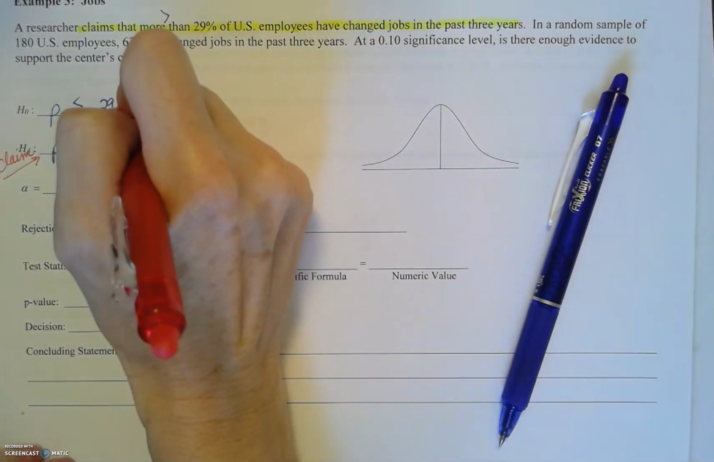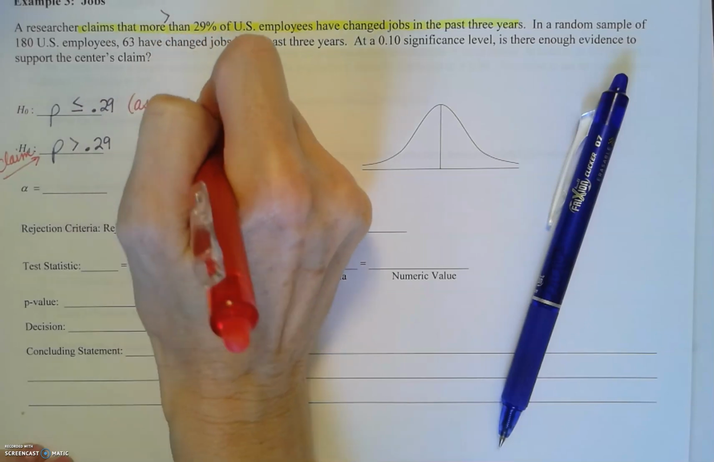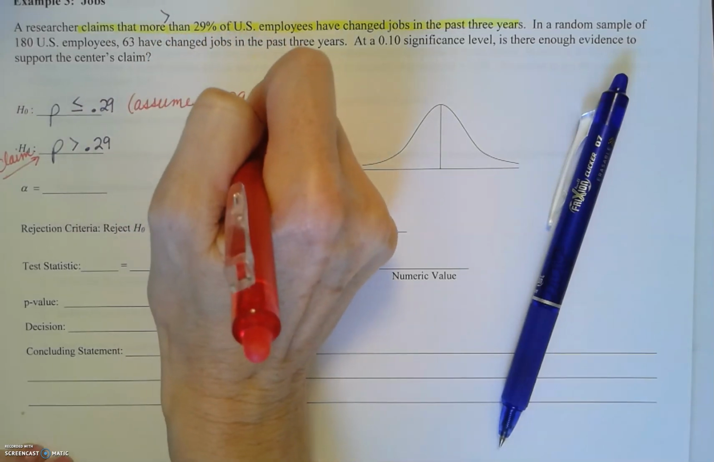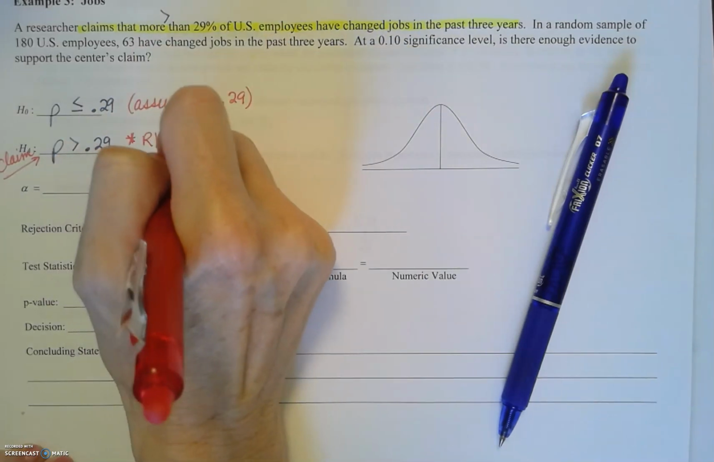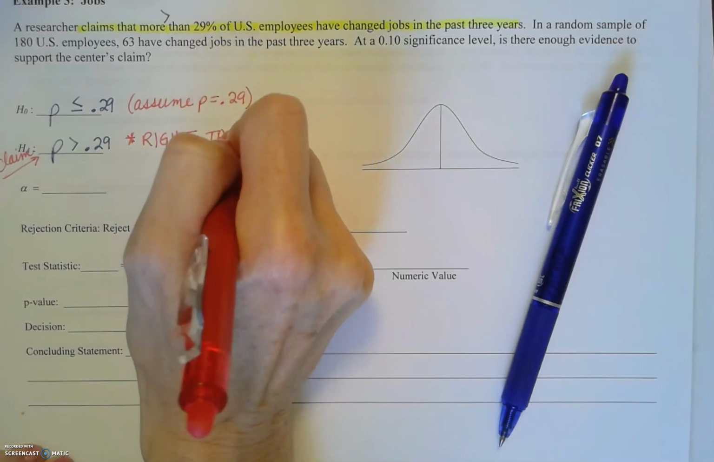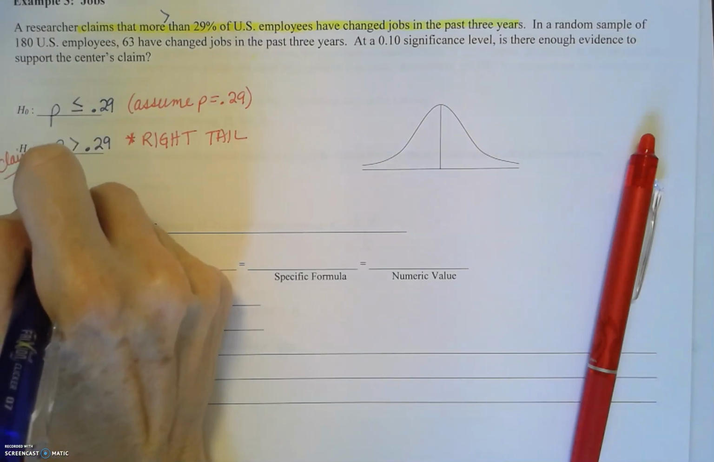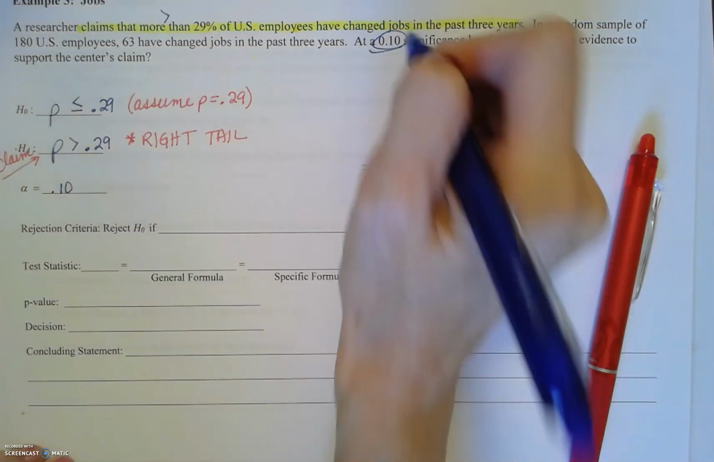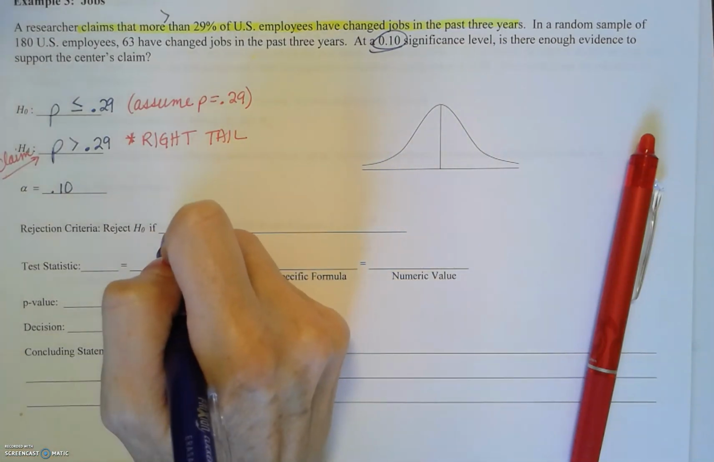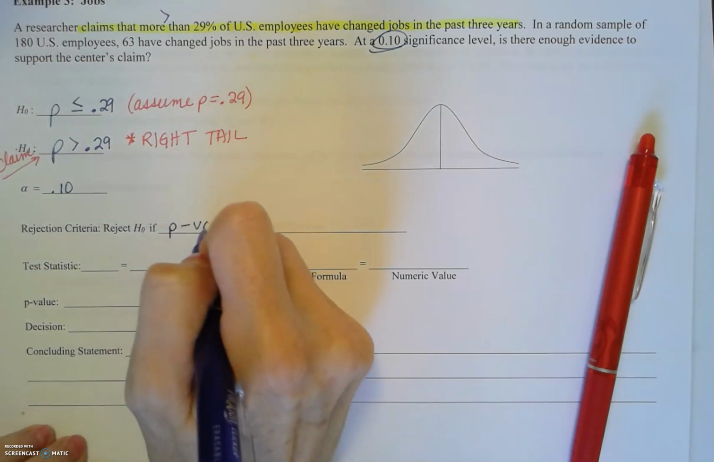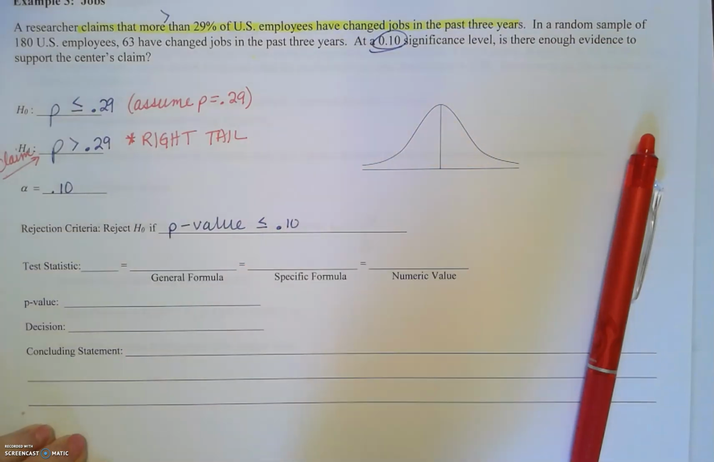And I'm going to indicate that the claim is with H sub A here. I'm also going to assume from H sub 0 the claim proportion is going to be 0.29, and we're going to use that for our calculations. And H sub A, since it's greater than, is going to be a right-tailed test. Our significance level, alpha, equals, and in our sentence it says it's 0.10. Our rejection criteria: we're going to reject the null hypothesis H sub 0 if our p-value is less than or equal to our significance level. In this case, it's 0.10.